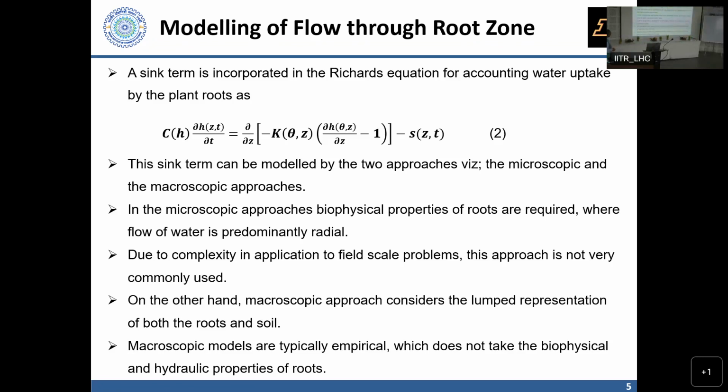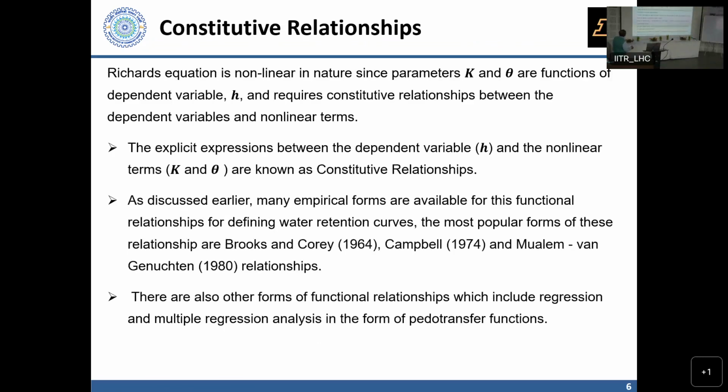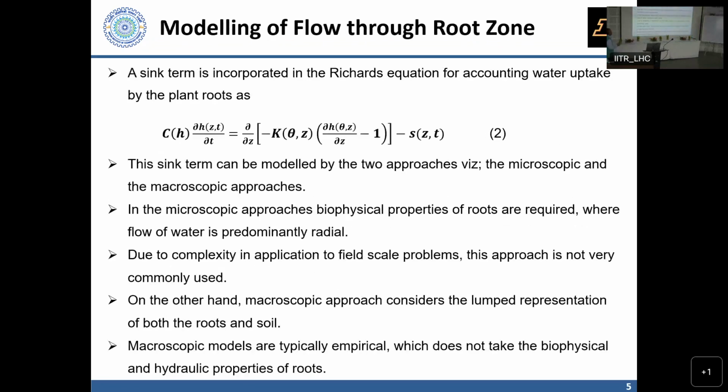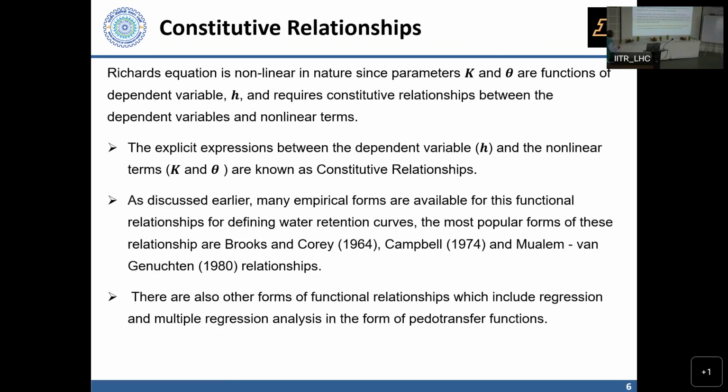All these macroscopic models are mostly empirical. They do not really take much of the biophysical and hydraulic properties of the roots. Also, because this Richards equation is nonlinear in nature, we cannot solve it analytically for most cases, so you have to resort to numerical techniques. We also need the constitutive relationship between the pressure head and the nonlinear terms, the moisture content and the unsaturated hydraulic conductivity.